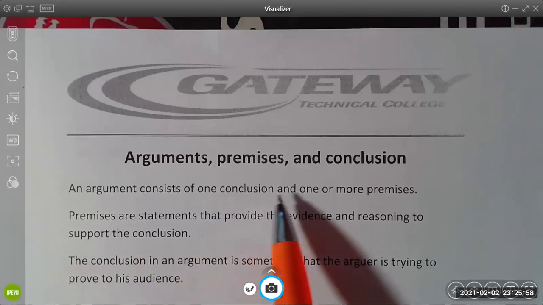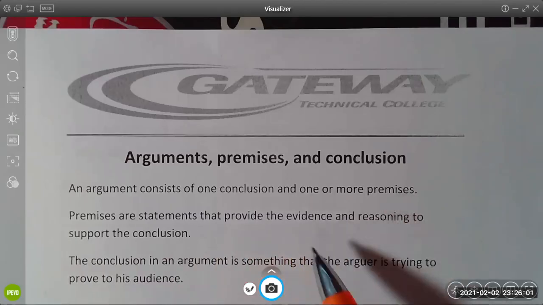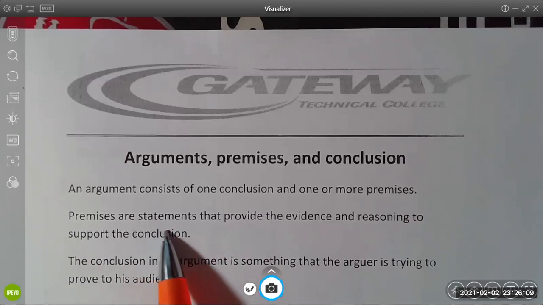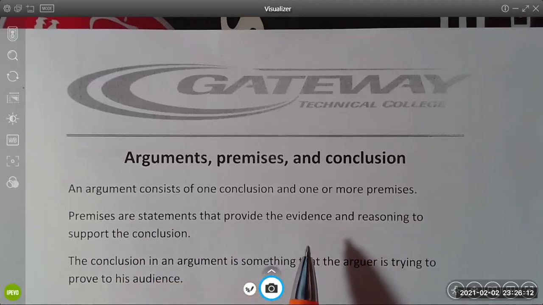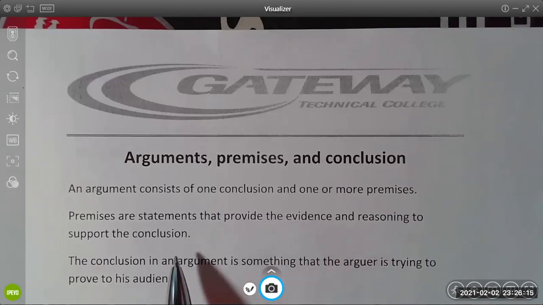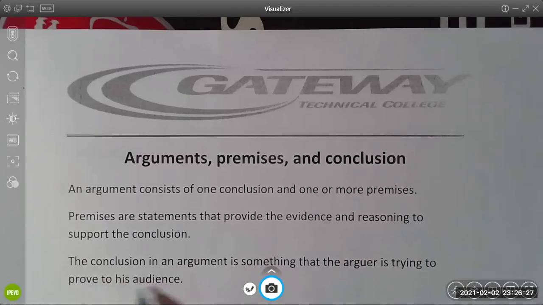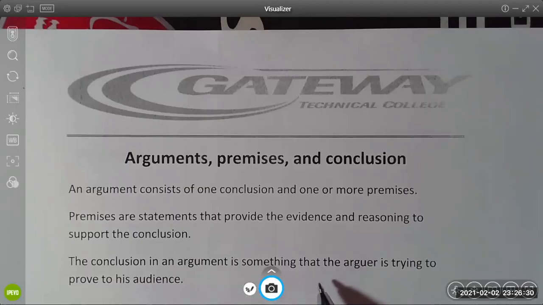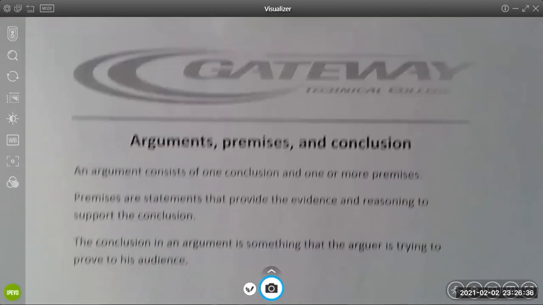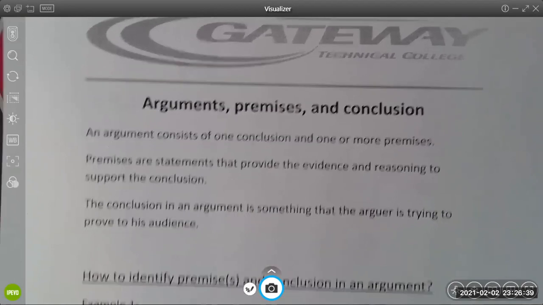First, an argument consists of two parts. One is conclusion, the other part is premise. In the argument, you can only have one conclusion, but you could have more than one premise. So premises are statements that provide the evidence or the reasoning to support the conclusion. So it's like condition, it's like assumption, evidence, that's your premise. And conclusion in the argument is something that the arguer is trying to prove to its audience, basically. So relatively speaking, conclusion is easier to identify.